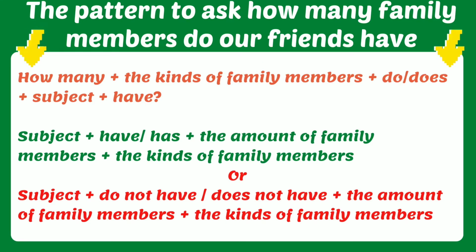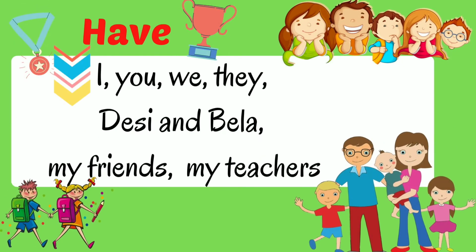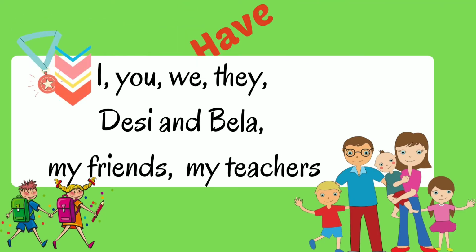So, let Miss Leah explain to you the example of this pattern. Okay, the first one Miss Leah wants to tell you is when we can use have. We can use have if the subjects are I, you, we, they, Desi and Bella, my friends, and my teachers. So we need to use have if there are more than one person, including I and you.